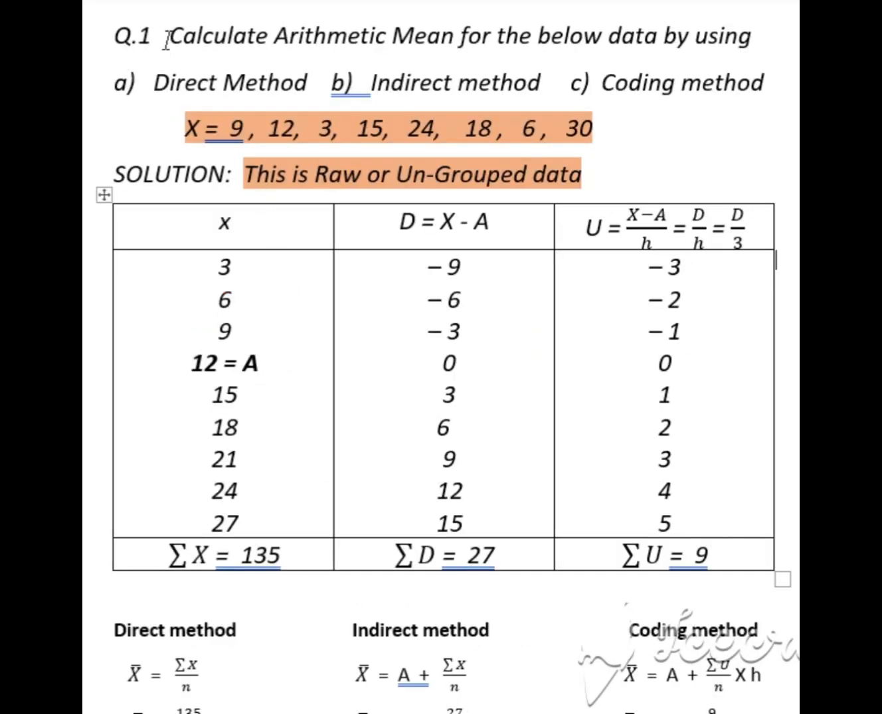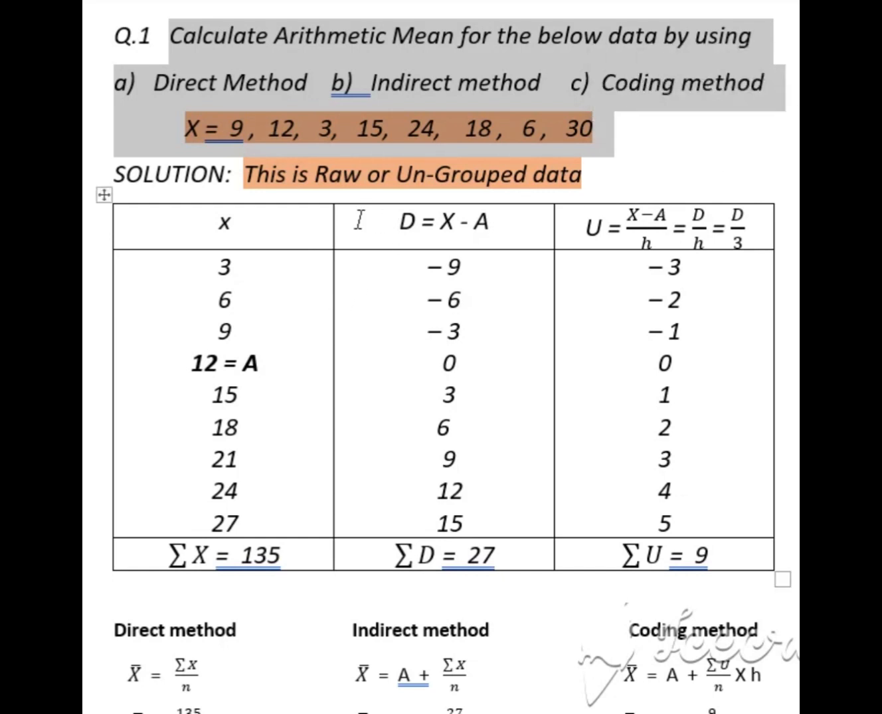Now dear students, in this video I will explain how to calculate arithmetic mean using the direct method, indirect method and coding method for ungrouped data. This calculation is our explanation of ungrouped data.